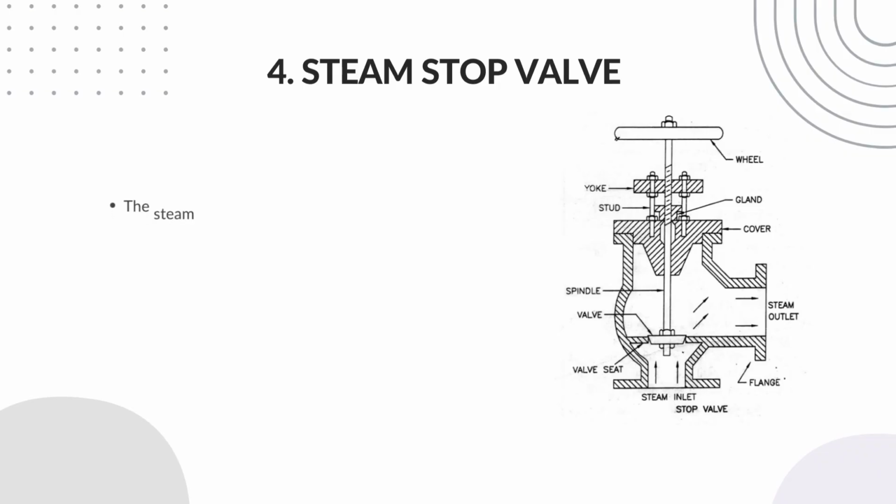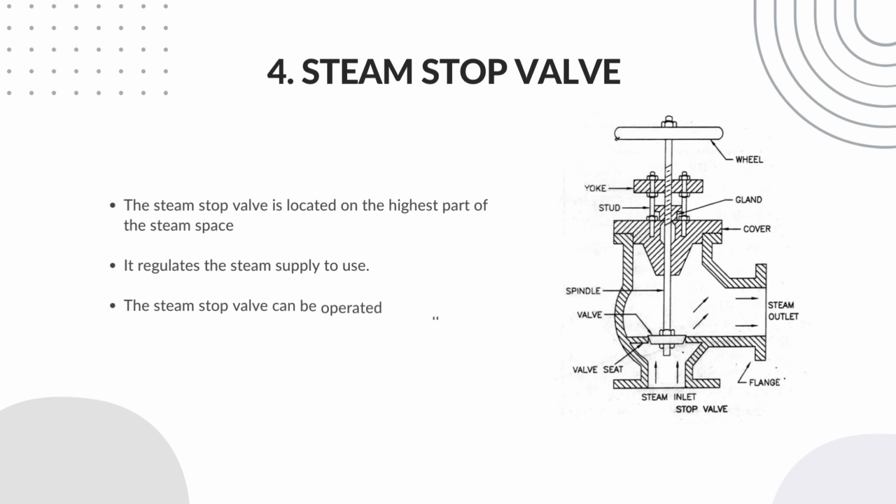Fourth is the steam stop valve. The steam stop valve is located on the highest part of the steam space. It regulates the steam supplied for use. The steam stop valve can be operated manually or automatically. Fifth is the feed check valve.